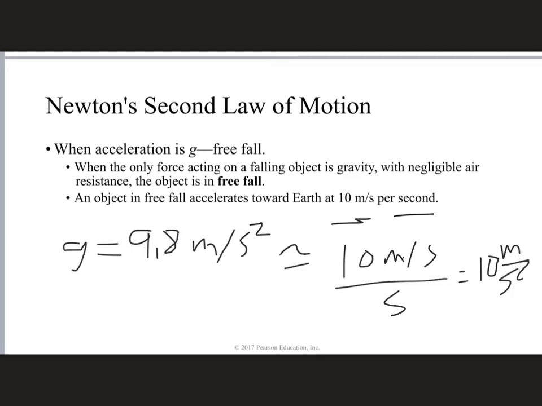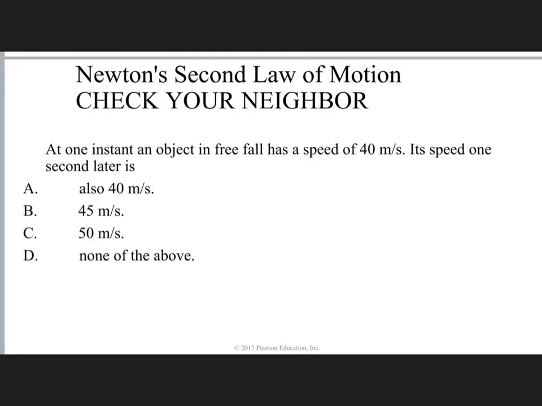And so we want to see how that relates to the force of gravity. But before we do that, let's make sure we know exactly what this constant acceleration means. So here is an example. At one instant, an object is in free fall, and it has a speed of 40 meters per second. So it's going to be falling straight down at 40 meters per second. Its speed 1 second later is going to be what?